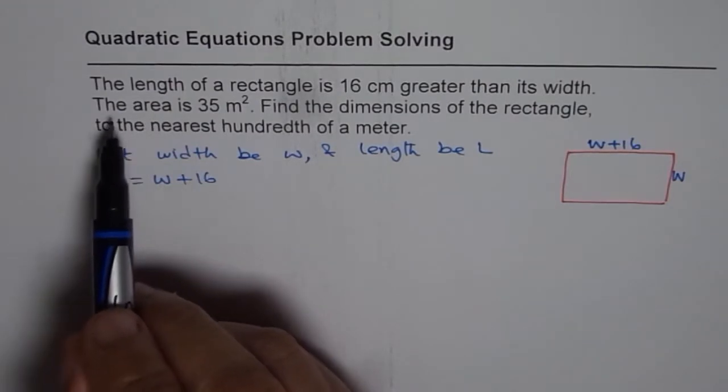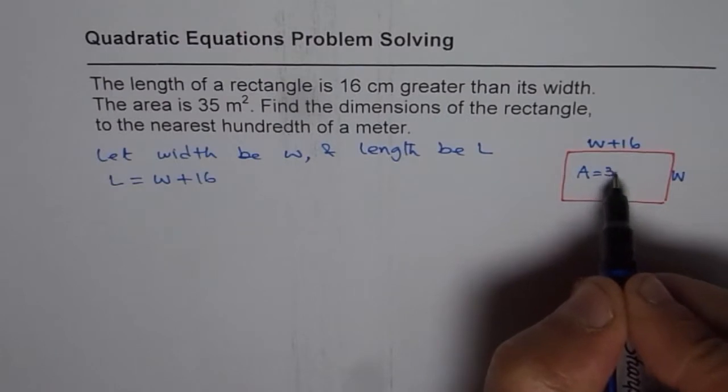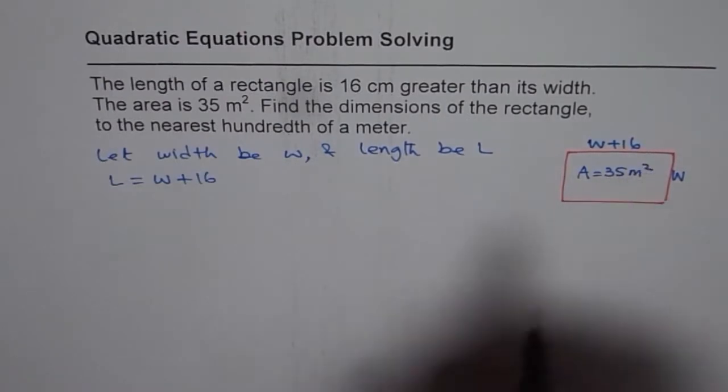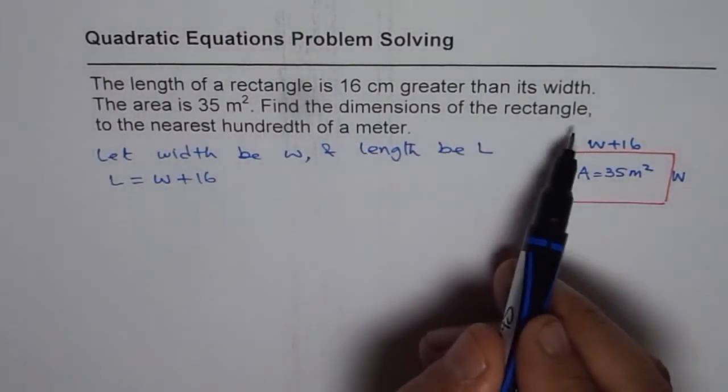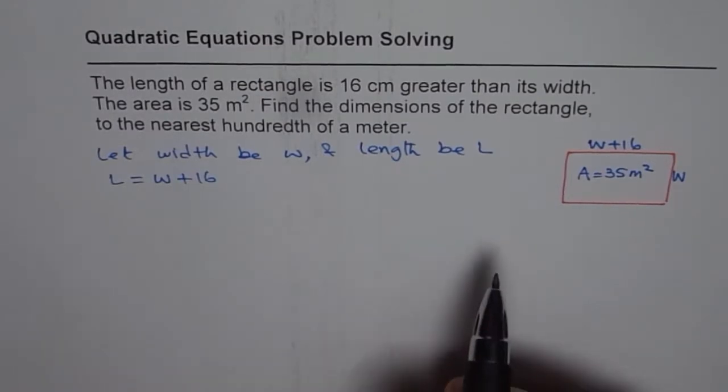Now it says that the area is 35 meters square. So area equals 35 meters square. Find the dimensions of the rectangle to the nearest hundredth. Now since we need the answer to the nearest hundredth, that means we have to use the quadratic formula, right? So don't even try to do factoring for this particular question.